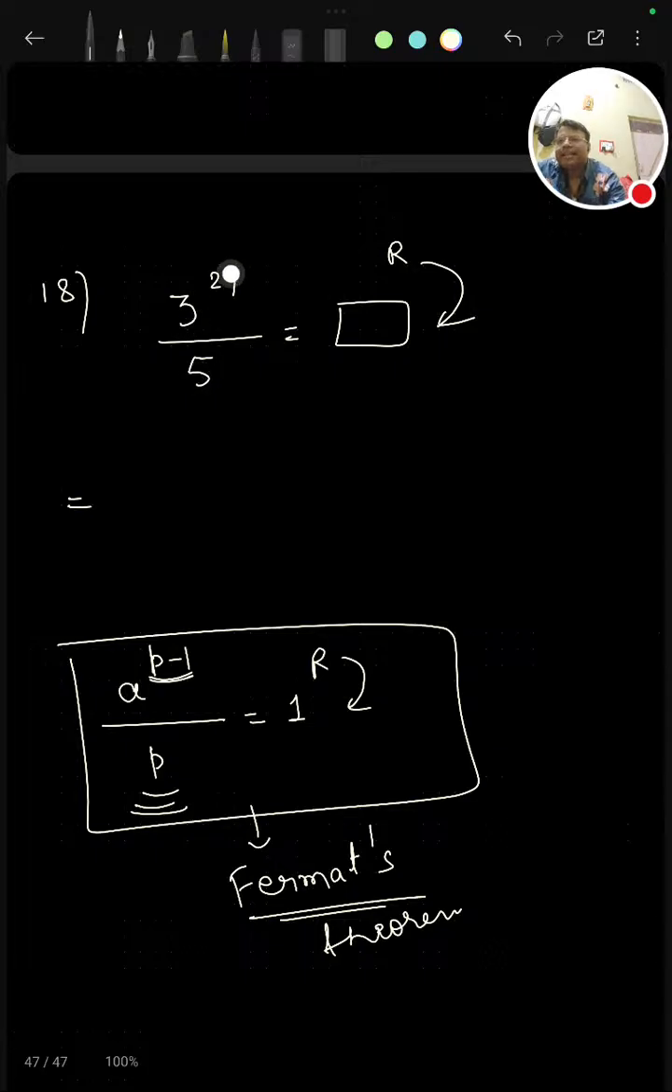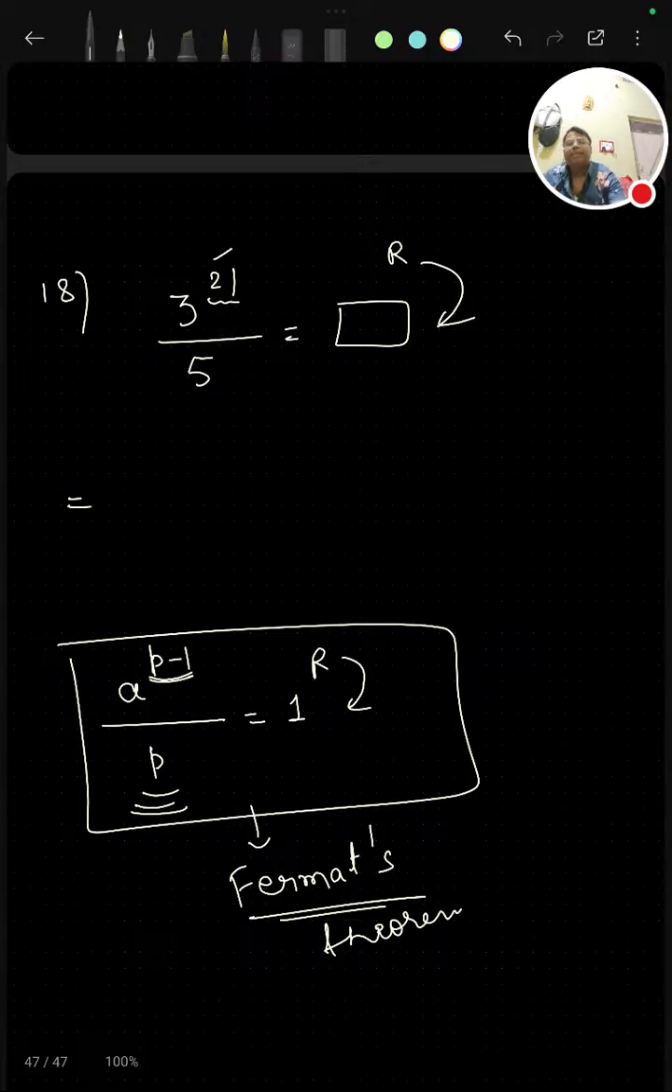Now you can see that it is 3 to the power 21 upon 5. 3 and 5 is a co-prime number. You agree that 3 and 5 is a co-prime number. 3 5 क्या है? co-prime number है. और 21 है. अगर यहाँ पे 5 से डिवाइड किया जा रहा है, तो बताओ यहाँ पे क्या होना चाहिए? 5 माइनस 1 यानी 4 होना चाहिए.